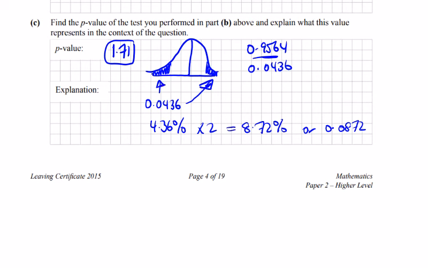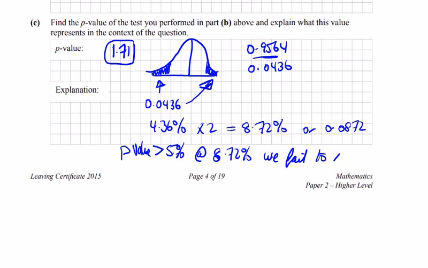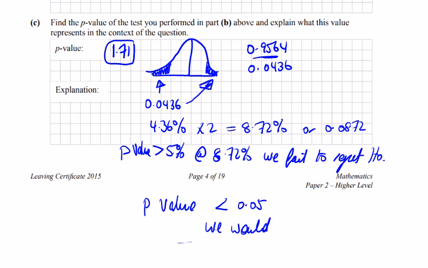And in the context of this question, as our p-value of 8.72% is greater than 5%, we fail to reject H0. If the p-value were less than 0.05, we would reject. You don't need to write this, but you know that we would reject H0 if that was the case.